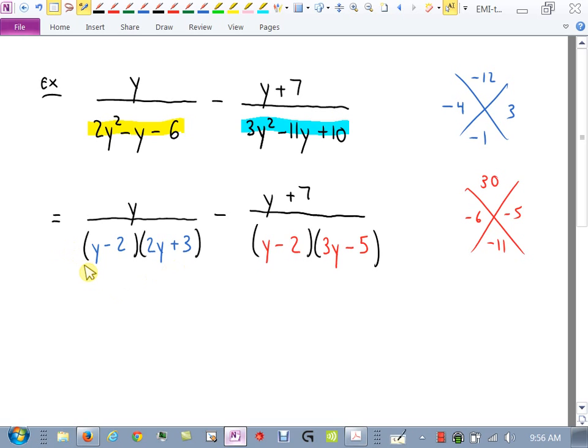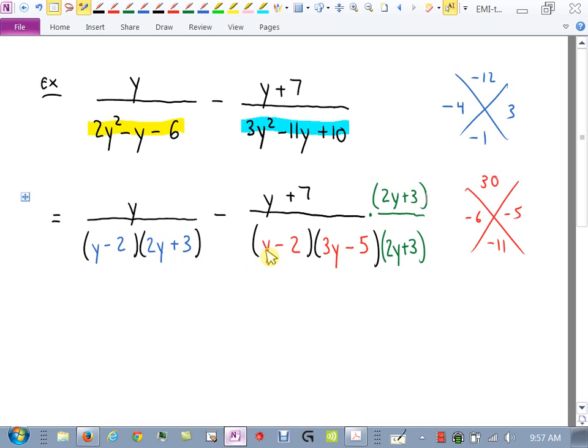So let's just look at this. Y minus 2. Do they both have y minus 2s? Yes. Okay. How about 2y plus 3? Do they both have 2y plus 3? No. This one's missing a 2y plus 3, right? So what I'm going to do is insert a 2y plus 3 here. But I cannot just put a 2y plus 3 on the bottom. I must also put a 2y plus 3 on the top. And the reason why I do that is because this is really a 1, right? So I'm not changing the problem.